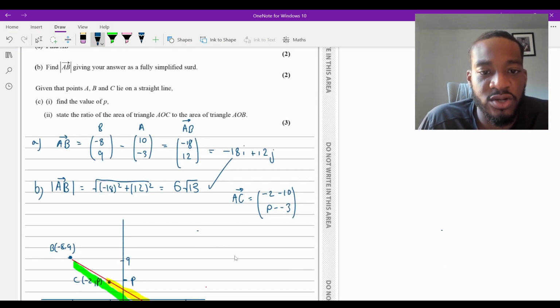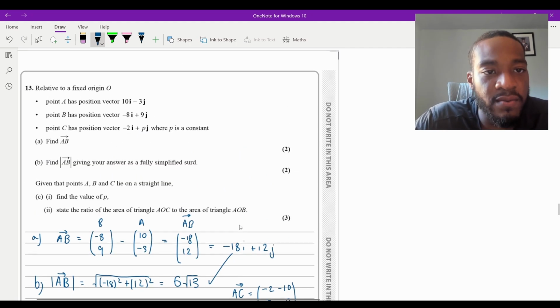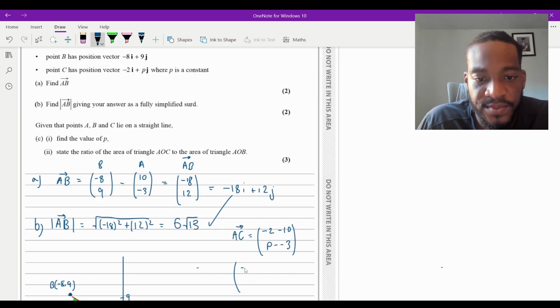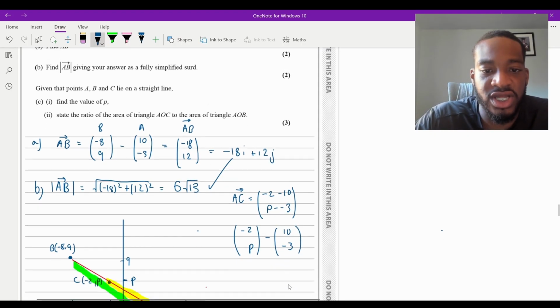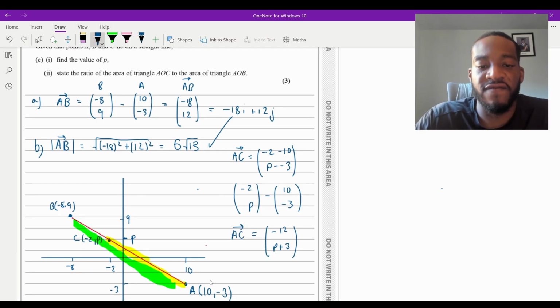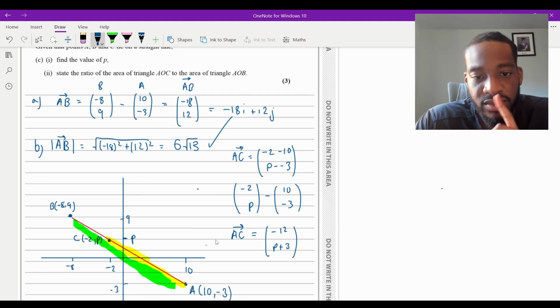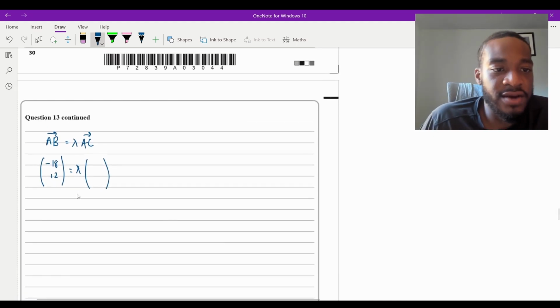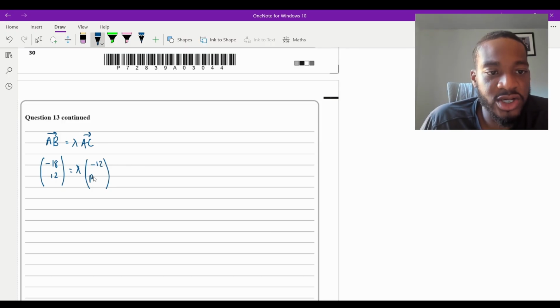Let me just be super clear. What I've done is I've taken the vector C, which was (-2, p), and I've taken away the vector A, which was (10, -3). So you can see that I get that there. If I tidy all of this up, that's going to be equal to -12, and then p minus -3 is a plus, so p plus 3. So this is our expression for the vector AC here. And I'm going to substitute that into my equation underneath. So (-12, p + 3). I'm going to put this here: -12 and then p + 3.